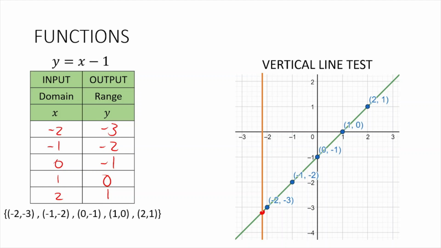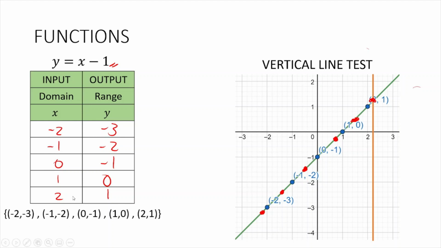Okay, so if we draw the vertical line at this x value, it will cross the curve, or the line in this case, at exactly one point. Like this one also, at one point. All right. Therefore, this equation is a function, and we call it a linear function because its graph is a straight line. Okay.